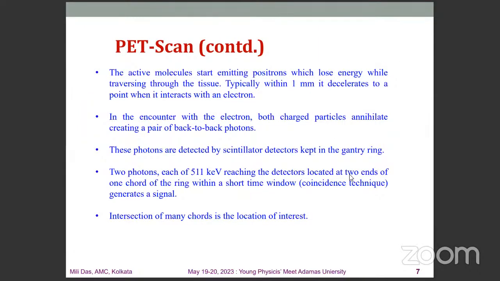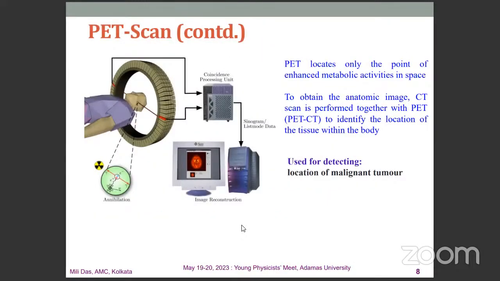Now, the procedure in brief: these active molecules start emitting positrons, and as we mentioned, within 1 mm it decelerates to a point, and then the back-to-back photons are produced. Okay, everything we have just covered. So it is a very important positron emission technique.